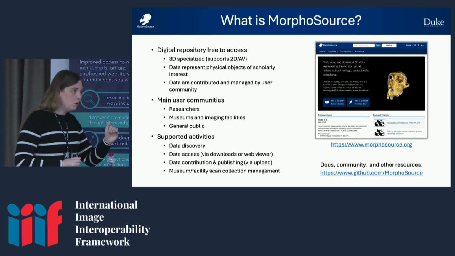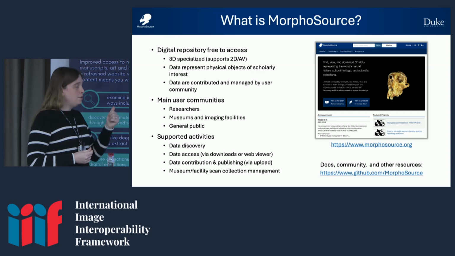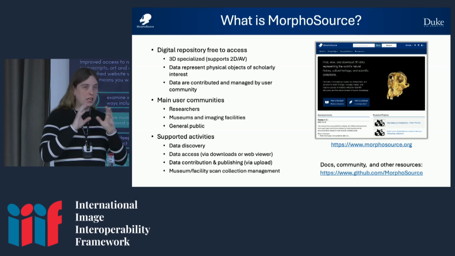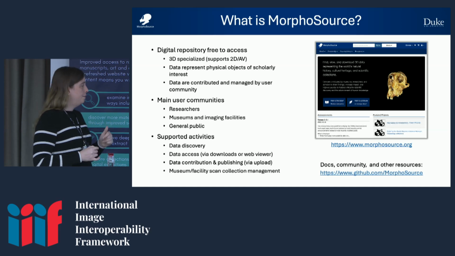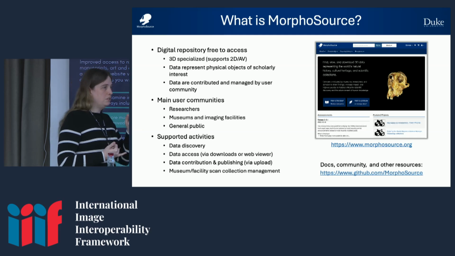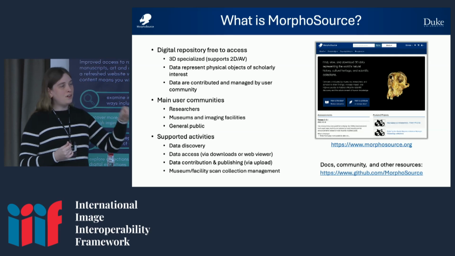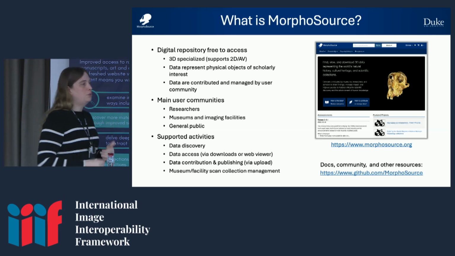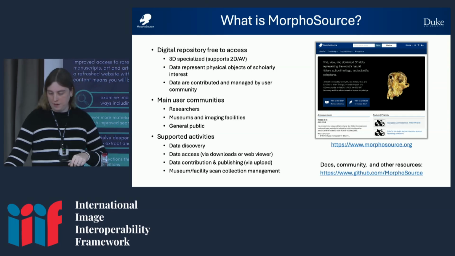The stuff you can do on MorphoSource, you can find data. You can find 3D scans of things. When you find those, you can download the 3D scans, or you can use our shiny interactive web viewer to work with them right there on the web. You can contribute and publish data. And actually for staff from museums, academic departments, institutions, imaging facilities, you can manage scans on MorphoSource, even if those scans are uploaded by third-party researchers. If you are a museum loaning physical objects to third-party researchers, and they scan those, you can use MorphoSource as a tracking and management platform for that.